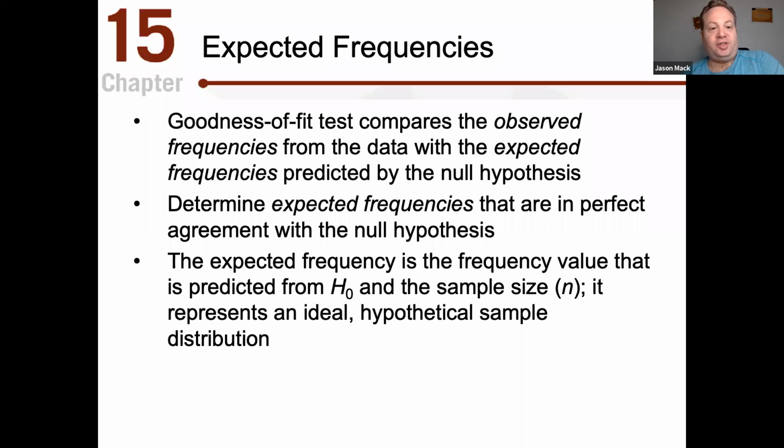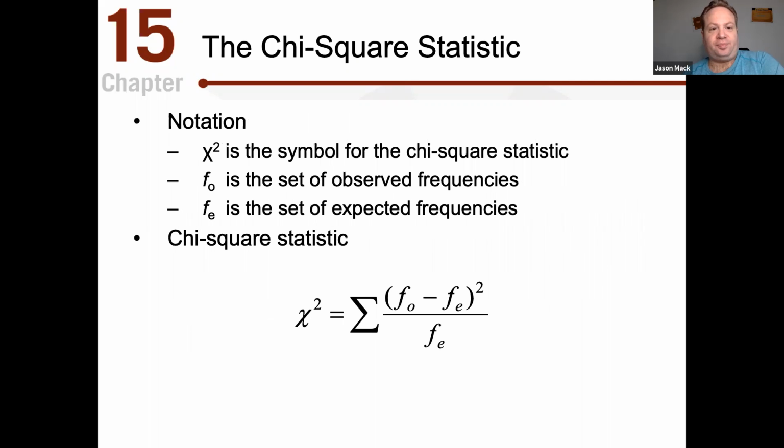Expected frequencies. The goodness of fit test compares the observed frequencies from the data with the expected frequencies predicted by the null hypothesis. Determine expected frequencies that are in perfect agreement with the null hypothesis. The expected frequency is the frequency value that is predicted from the null hypothesis and the sample size, or n. It represents an ideal hypothetical sample distribution.